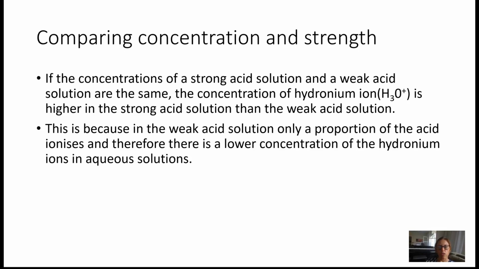So if we have concentrations of a strong acid solution and a weak acid solution, but they're the same, then we will notice that the hydronium ion is higher in our stronger acid solution. Say, for example, we were to have a 1 molar carbonic acid and a 1 molar HCl, we would presume that the HCl would have a higher hydronium concentration, or lower pH, than the weaker solution, and that's because only a proportion of the acid ionizes, therefore there are fewer hydronium ions in that solution to be measured.